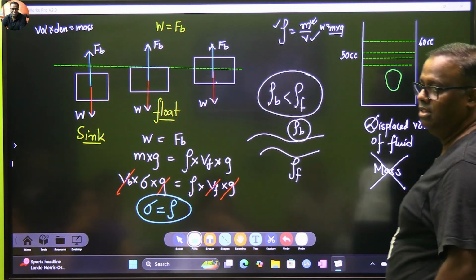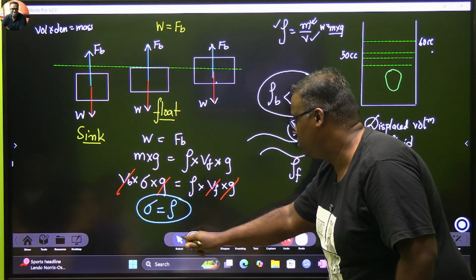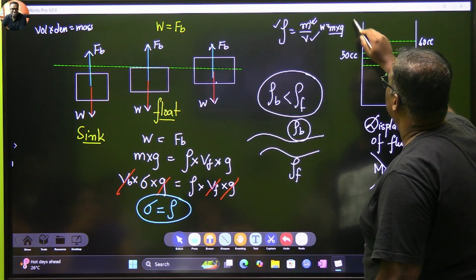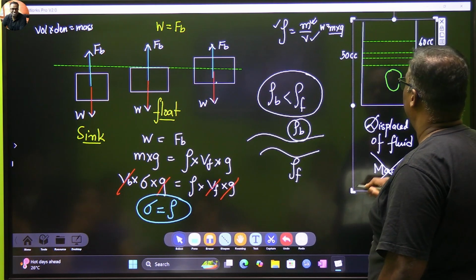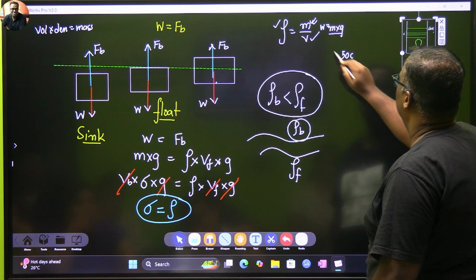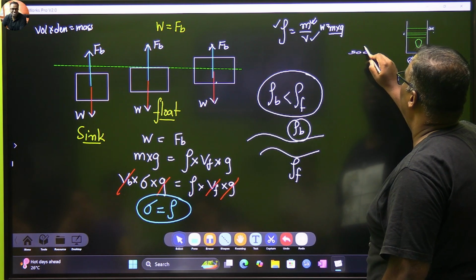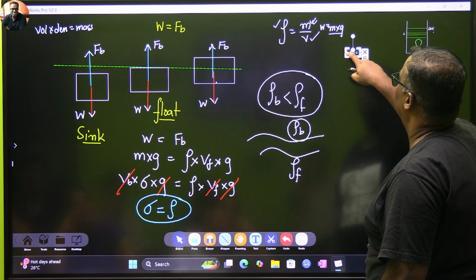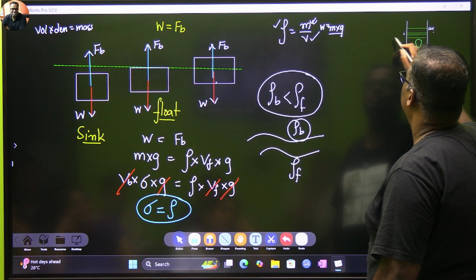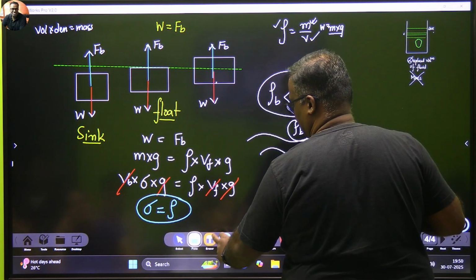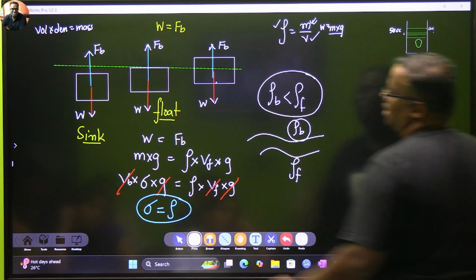Are we fine? Let me make this a little smaller, otherwise I will have to use another page. Let's try to reduce this much of the diagram. Okay, so here. Let's keep it here. This is 50 cc, whatever it is. Now let's look at that scenario.